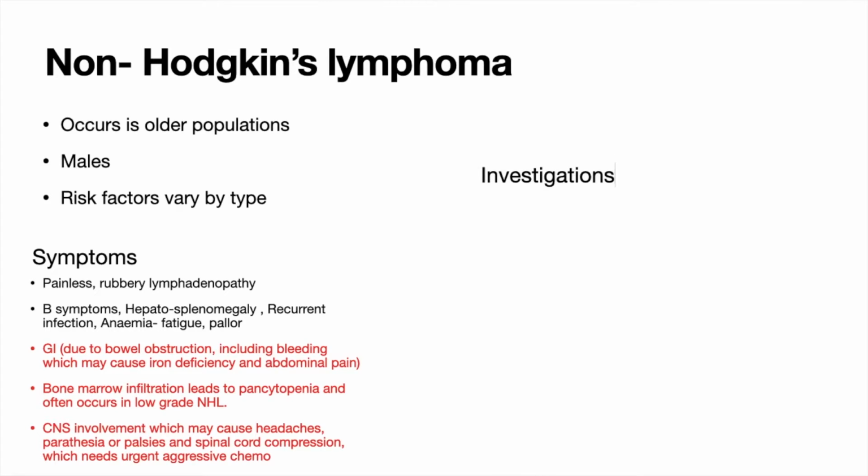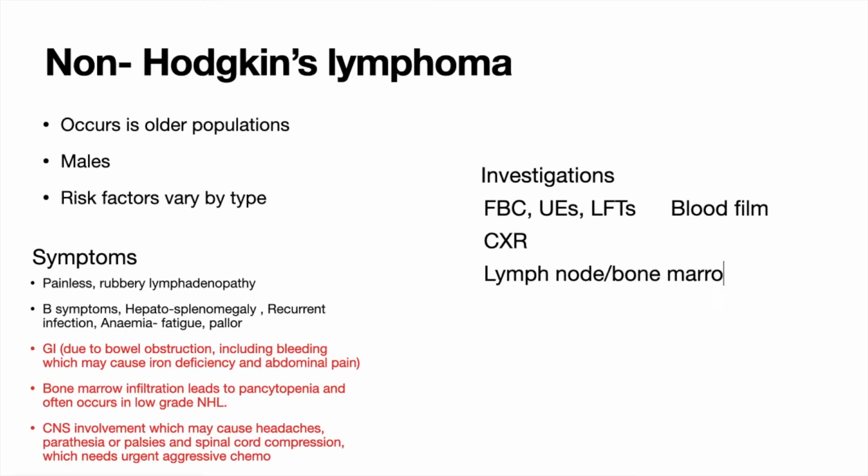Now, again, when it comes to investigations, these are very similar. So you want to do a full blood count to look for any anemia or any white cell count which is low. You want to do your baseline kidney and liver function tests. Again, a blood film may show a leukoerythroblastic film. And you can also conduct biopsies, chest x-rays. And just like before, you want to stage the patient with the Ann Arbor staging using CT and PET-CT.